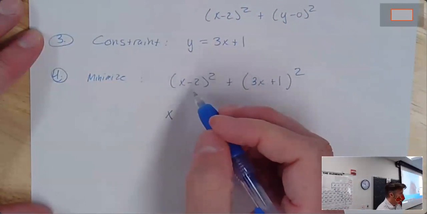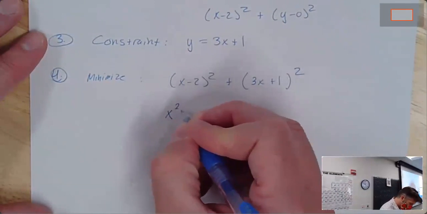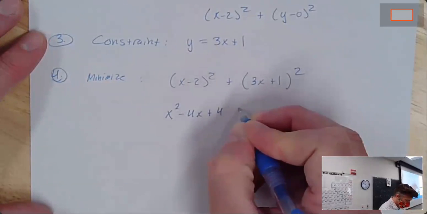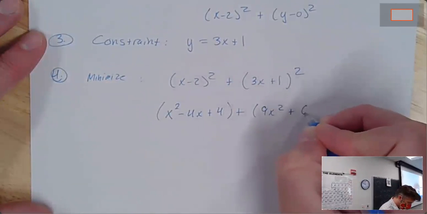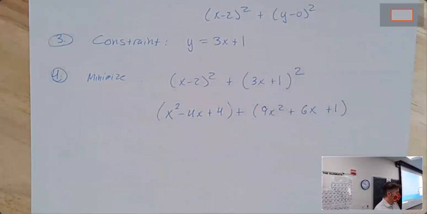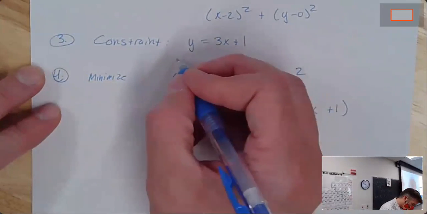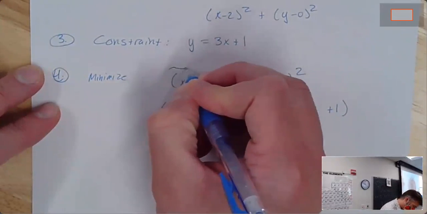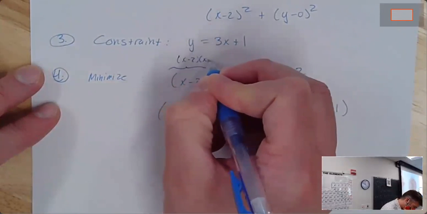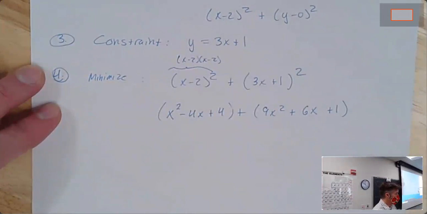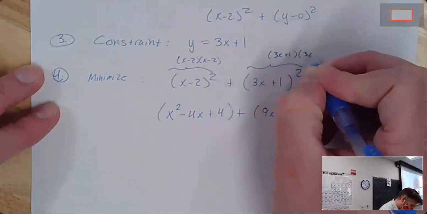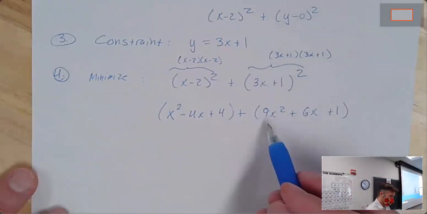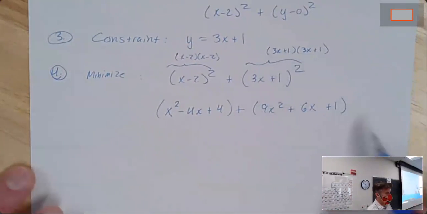So be careful, when you multiply out x minus 2 squared, there's a middle term: it's x squared minus 4x plus 4. And 3x plus 1 squared is going to be 9x squared plus 3x plus 3x, which is 6x, plus 1 squared, which is 1. All I'm doing there is saying that x minus 2 squared is x minus 2 times x minus 2, which I FOIL out and get x squared minus 4x plus 4. And 3x plus 1 squared is 3x plus 1 times 3x plus 1. And when you FOIL all that out, you get 9x squared plus 3x plus 3x, which is 6x, plus 1.